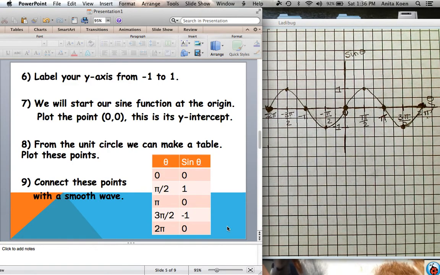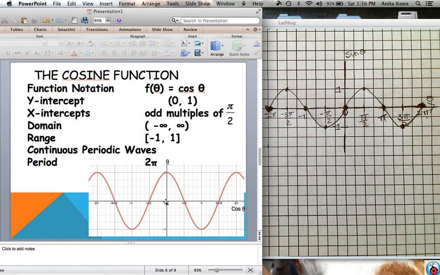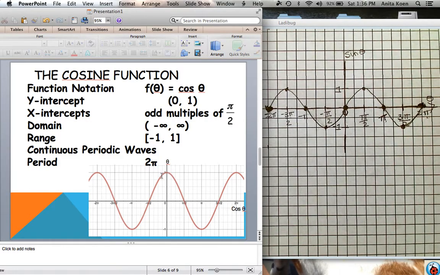All right. The next thing that we want to do is graph the cosine function. So let's look at the cosine function and see what its properties look like, and then we'll graph it. The function notation for the cosine function is f of theta equals the cosine of theta. The y-intercept for this function is (0, 1). That's a difference from the sine function. The sine function's y-intercept was (0, 0). The cosine function's y-intercept is (0, 1).